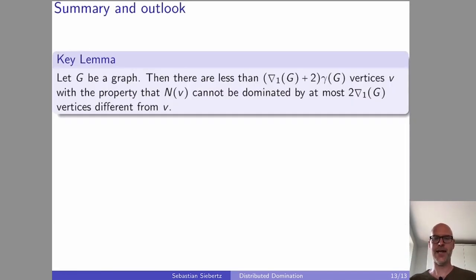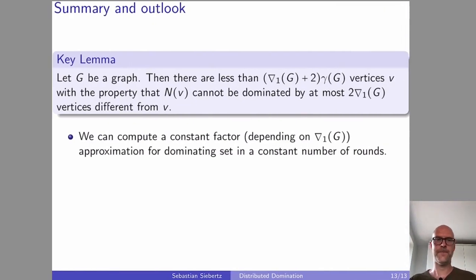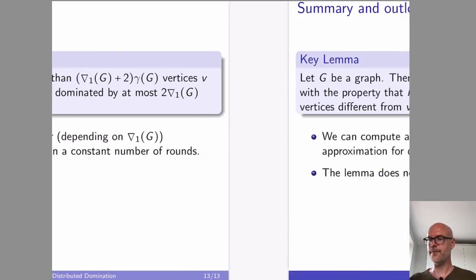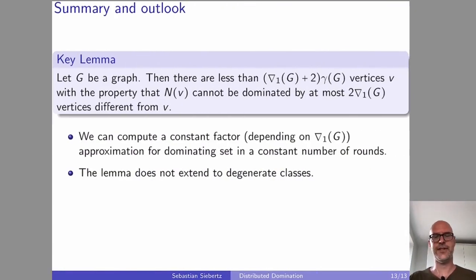So the key lemma goes back to the work of Lenzen. The other technical ingredients go to Chikrinov et al., but they are more general. In fact, they could potentially work all the way up to KTT free graphs, but the star contraction argument that we make in the beginning, we show that we cannot generalize this. So in particular, we can compute this constant factor approximation based on these techniques exactly on those classes where nabla 1 is bounded. Yes, the lemma does not extend to degenerate classes. We have an example for that in the paper.